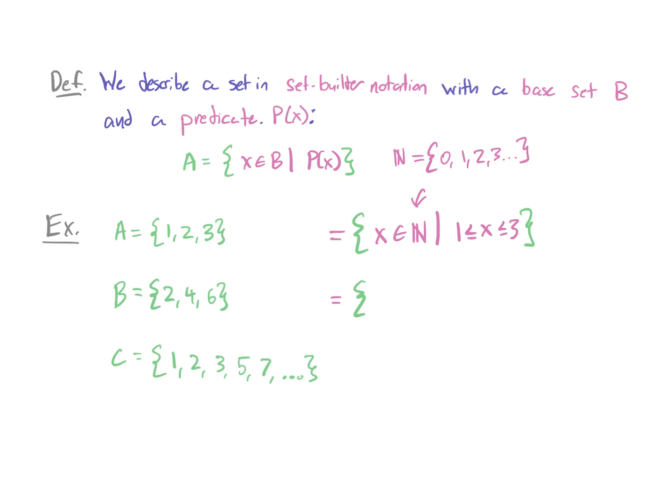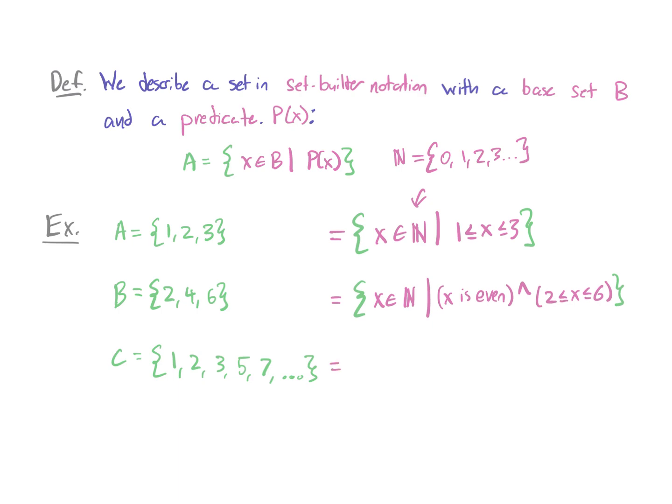So B contains the numbers 2, 4, and 6. This time I'll use the same base set. And now I need to figure out a criterion for inclusion. Again, there are multiple reasonable possibilities, but here's one. x is even, and I'm going to say a logical and here. So x needs to be an even number, and x needs to be between 2 and 6. That's one way to describe this set.